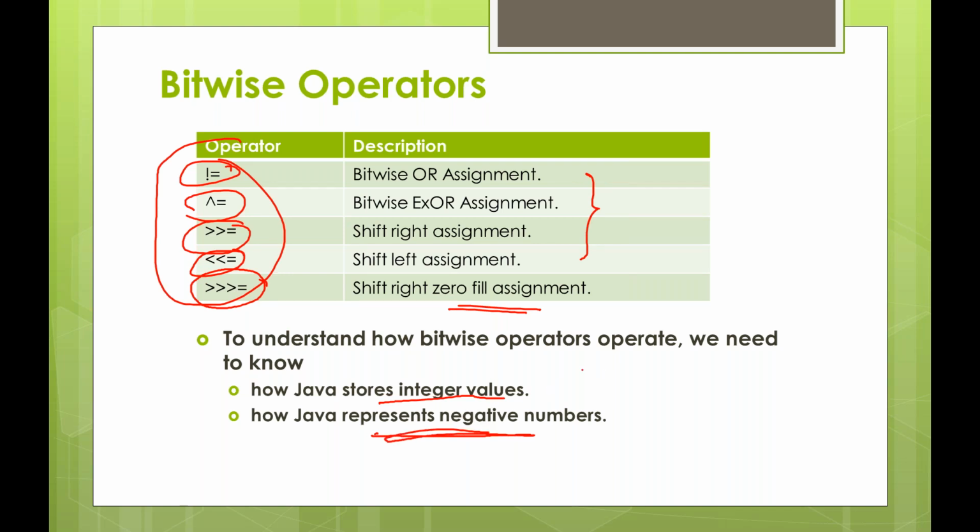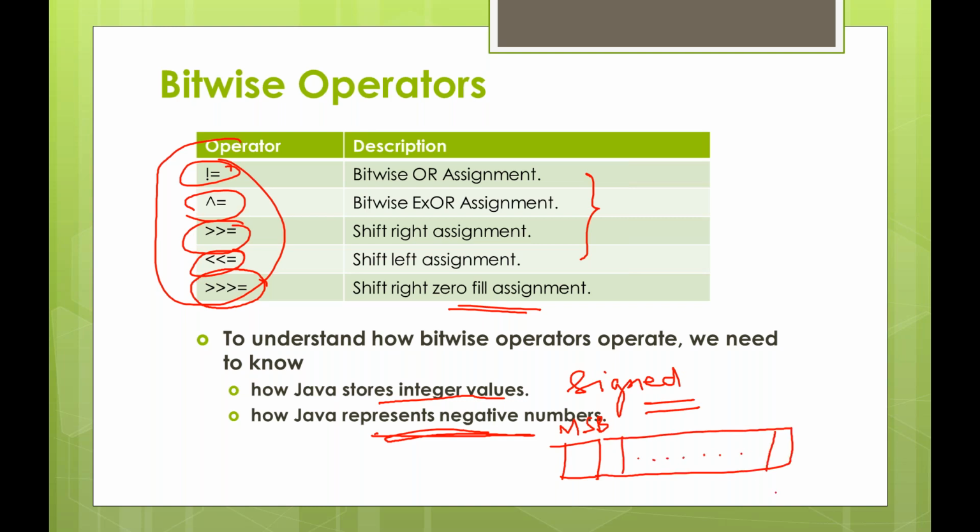Okay, so we know all numeric types are signed types, right? That is the leftmost bit, the most significant bit. For example, this is the 0th bit, this is the 31st bit. This is the least significant bit, and this is the most significant bit.